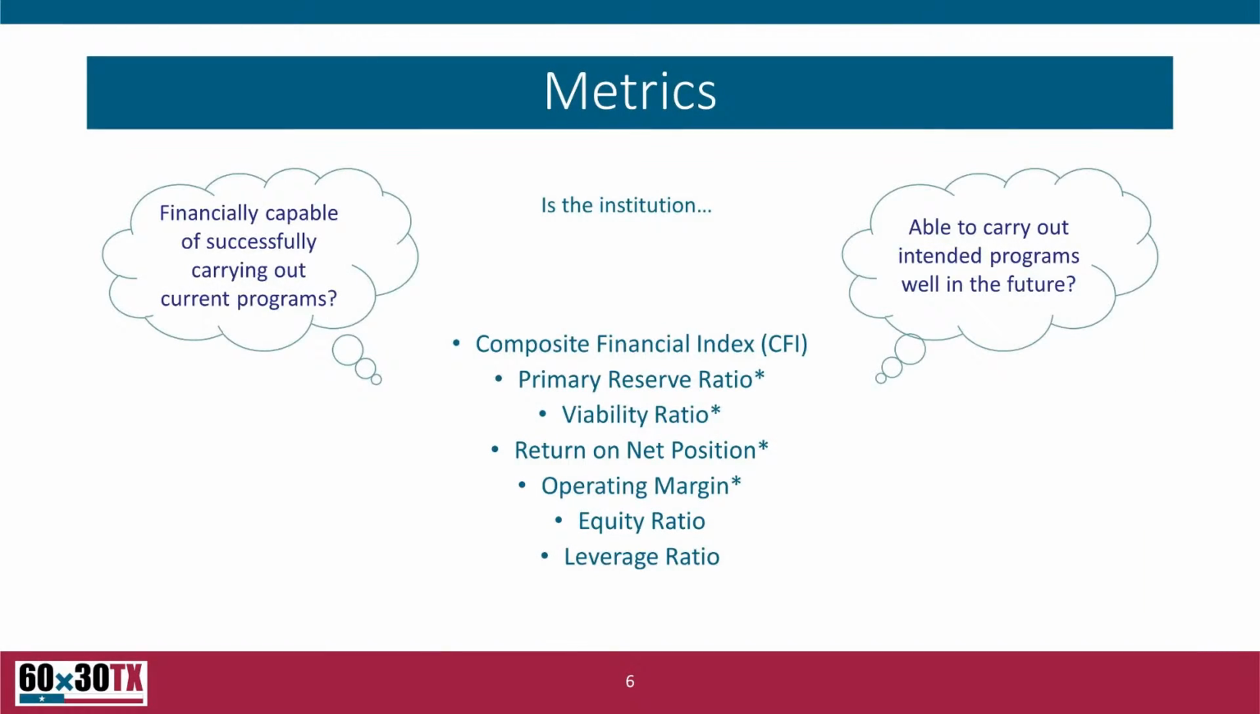So in this case, if you look at the caption bubble on the left, financially capable of successfully carrying out current programs, and then able to carry out intended programs well into the future. Well, what are the two big aspects of any financial analysis? Liquidity and solvency. Those are the two questions that we're seeking to answer through these primary metrics. First of all, the composite financial ratio. That's a combination of those that you see in asterisk.